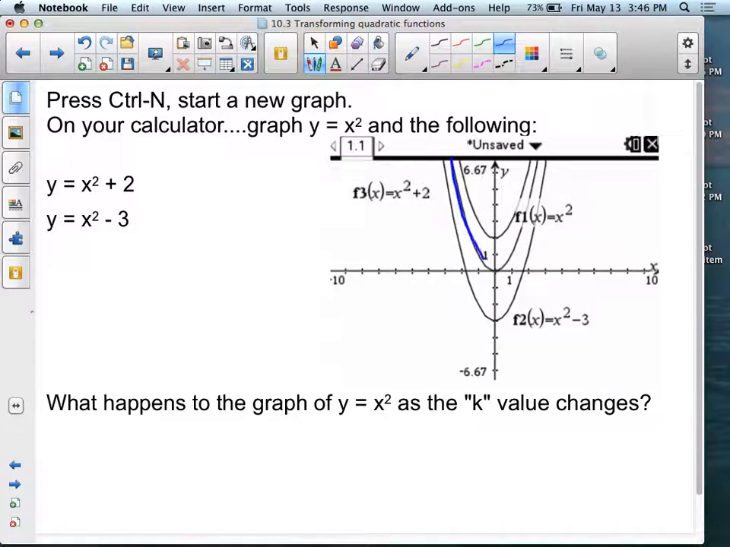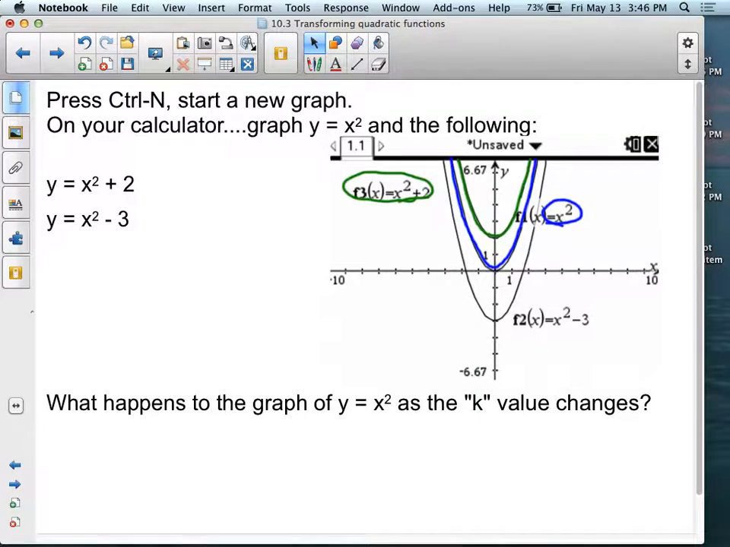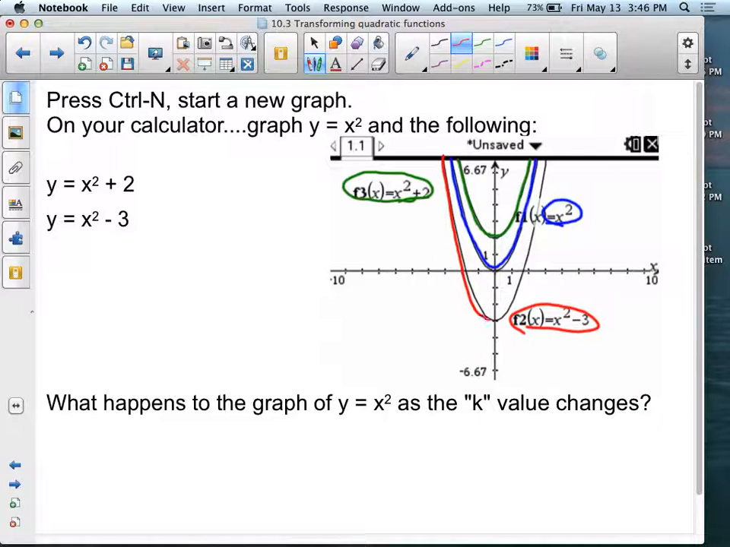Again, we got our original graph, y equals x squared. There's our original. Then we graphed y equals x squared plus 2. Did you notice that the graph changed by going up 2 from the blue one? And likewise, x squared minus 3. Could you tell that the vertex went down 3 units?